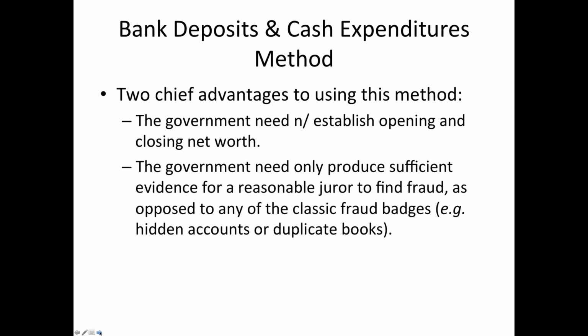There are two chief advantages to using this method. The first is that the government need not establish opening and closing net worth, which will certainly give them a sigh of relief. The government needs to only produce sufficient evidence for a reasonable juror to find fraud, as opposed to any of the classic fraud badges, such as hidden accounts or duplicate books.